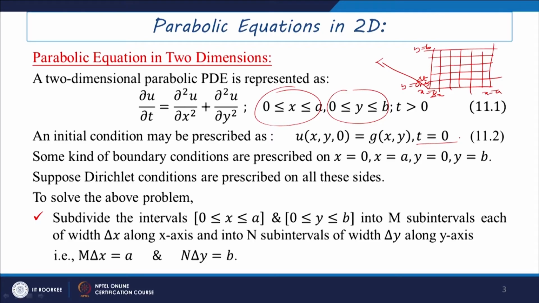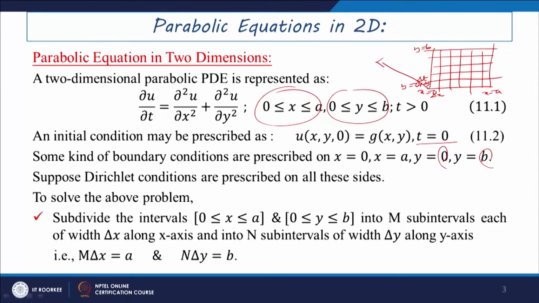Then some boundary conditions are prescribed at x equals 0 and x equals a. Then some boundary conditions we should know at y equals 0 and y equals b. Suppose in this problem Dirichlet conditions are prescribed at all these sides. This means that u is specified, or u is given, at all of these boundaries.